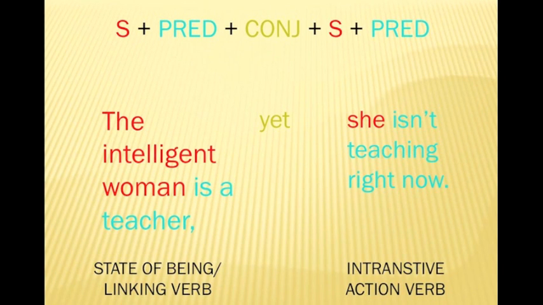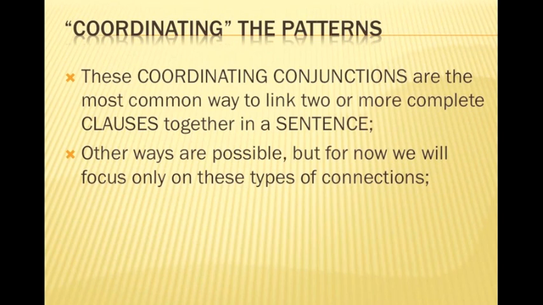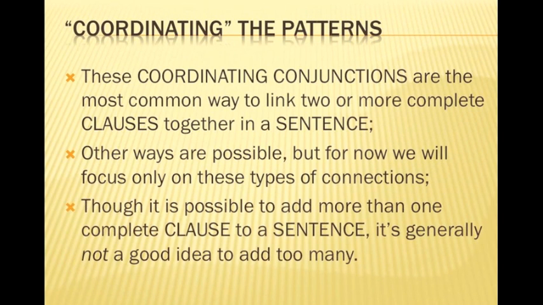So as we said before, it doesn't matter what the subject and predicate really is, as long as it's grammatically complete and somewhat seems logically connected to the second subject and predicate idea. And of course, part of that will be determined by the conjunction that you'll choose to use to separate them. So these coordinating conjunctions are the most common way to link two or more complete clauses together in a sentence. Now, other ways are possible, but for now we're just going to focus on these types of connections. Though it is possible to add more than one complete clause to a sentence, it's generally not a good idea to add too many.